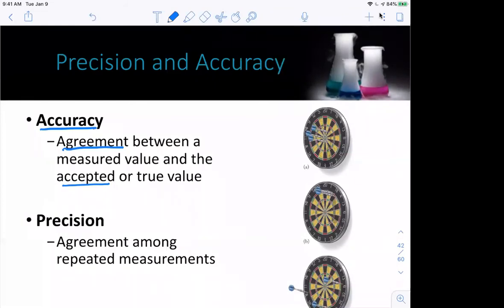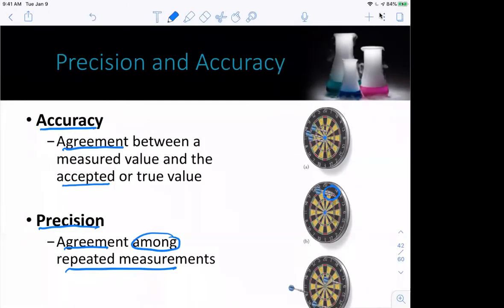So if I have a dartboard and my accepted value is smack dab in the middle, the closer I am to that middle value, the closer I am to the accepted or true value, the more accurate I'm going to be. Precision is the agreement among repeated measurements. So on this dartboard, these guys here are on top of each other. There is very high agreement in those particular measurements, but they're pretty far away from the bullseye.